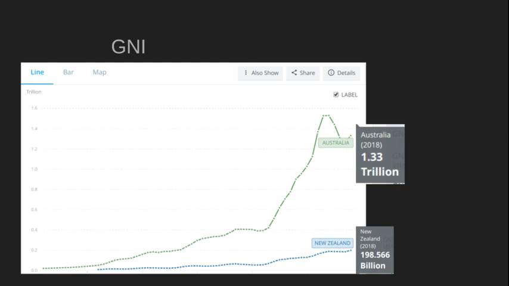However, this huge gap between the countries' GNI does not only show how New Zealand is struggling, it also shows it compared to Australia. Actually, a lot of the citizens of New Zealand are moving to Australia because of the low incomes that they have.